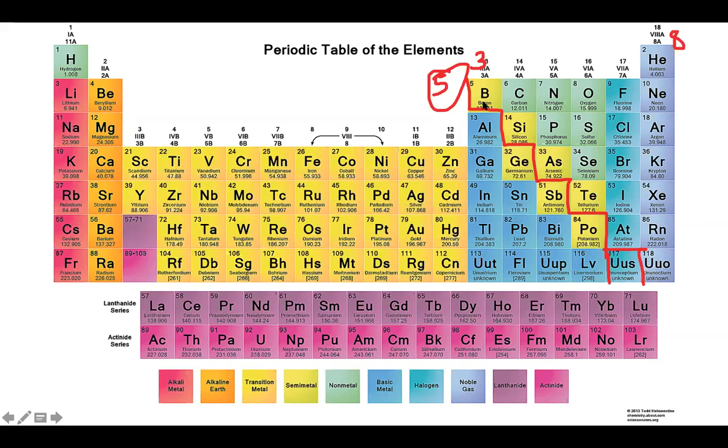So now boron is in group number 3. If it's in group number 3, what is 8 minus 3? We are saying 8 minus 3 is 5. Therefore, boron has 3 electrons in the outermost shell. Boron has 3 electrons in the outermost shell.